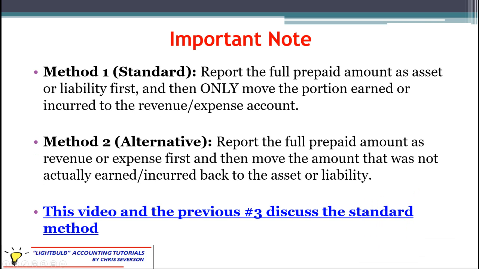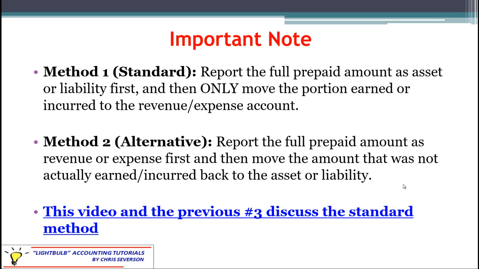So the question is, how do you do it? At the end of the period, you just want to make sure they're in the right place. So the question is, do you put them all in the balance sheet account first, the asset or liability, and then at the end of the period, move the amount that's been earned, if it's revenue, or incurred, if it's expense, move that over to that corresponding account?